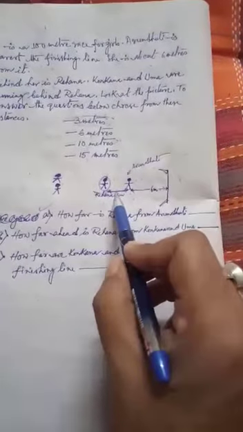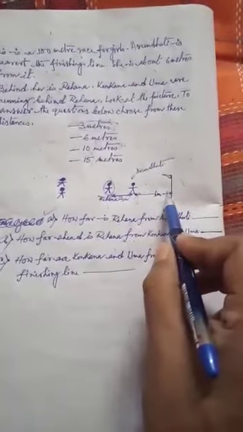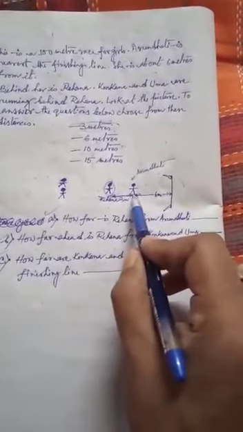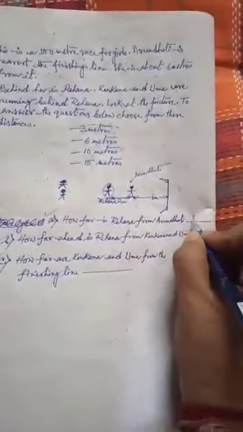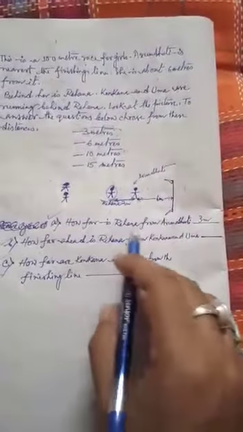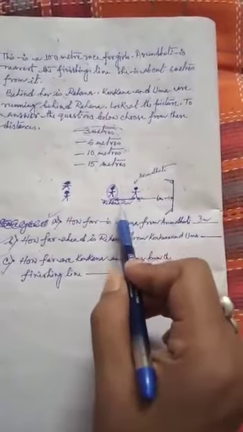I am using this procedure because I am not getting any other options. By looking at this picture, the distance between Arundhati and the end line is 6 meters, and the distance between Rihanna and Arundhati is half of that. Just seeing the picture, it is half the distance. So the answer to how far Rihanna is from Arundhati is 3 meters.